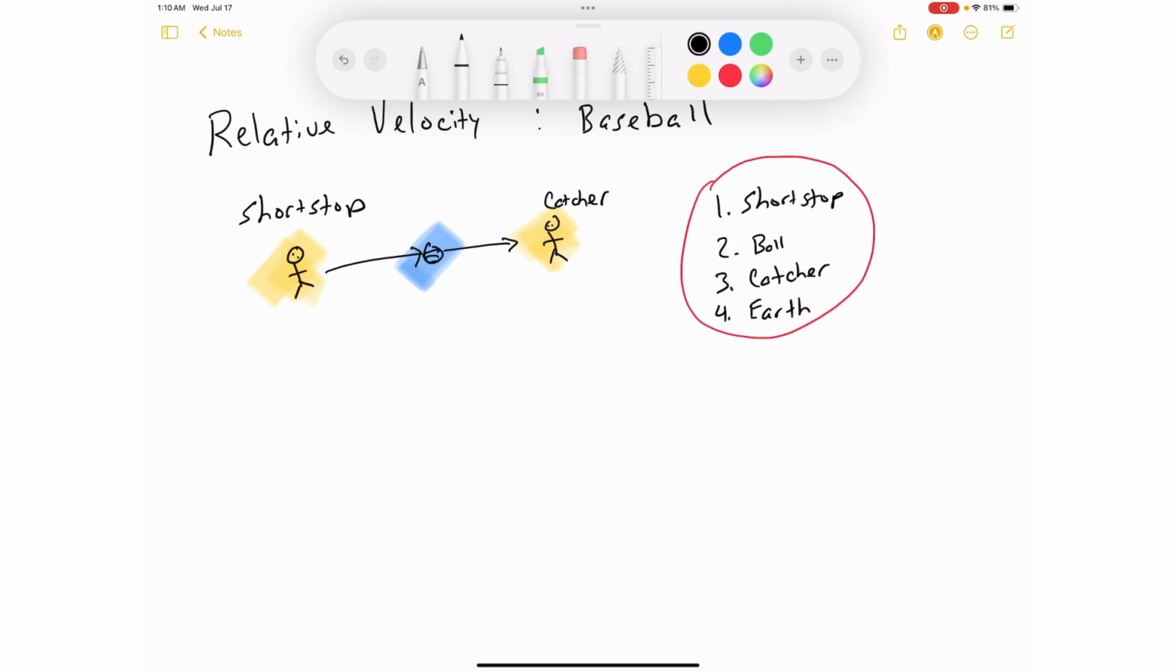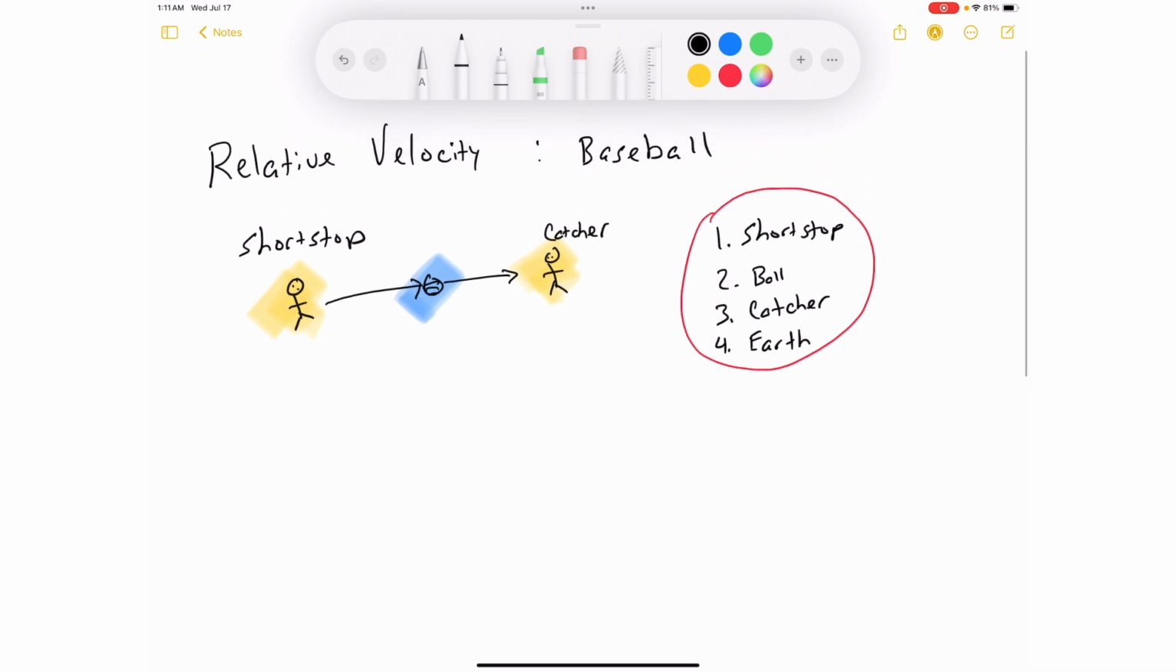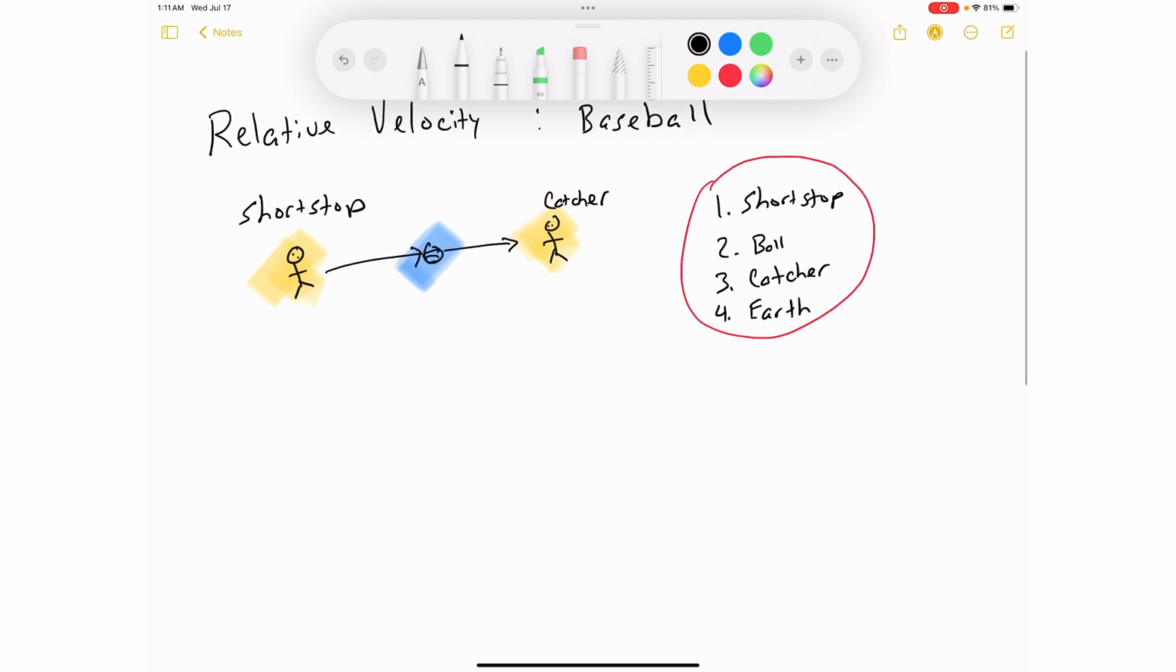Now, of course, we would like to find out the different relative velocities, like maybe the shortstop versus the ball, the catcher versus the ball, the shortstop versus the catcher, et cetera. Multiple different types of combinations we could possibly want to find out. So what I want to do is show you how to solve one of these problems using a method that I came up with that I think is pretty interesting.